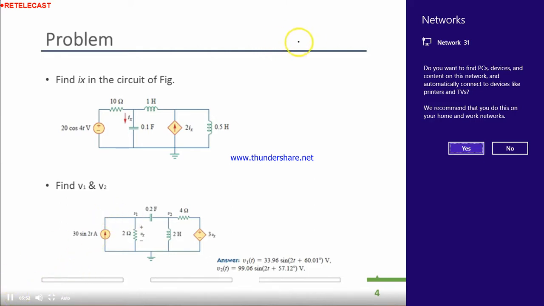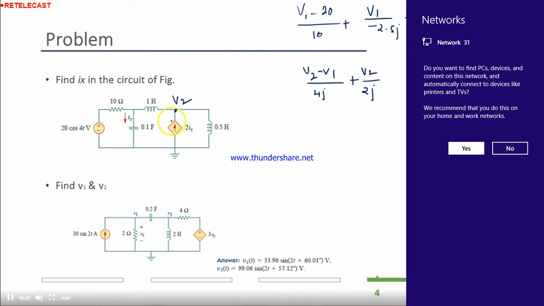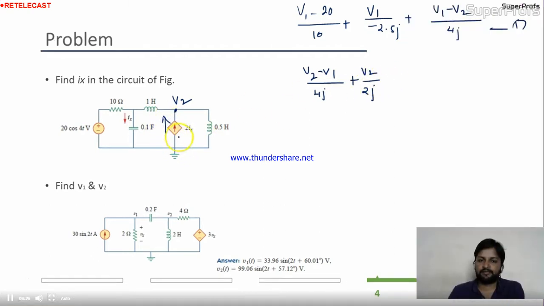Extremely sorry. I'm writing over here: (V1 minus 20)/10 plus V1/(minus 2.5j) plus (V1 minus V2)/4j. Equation 1. Now we'll take equation 2 over here. So this is (V2 minus V1)/4j plus V2/2j, and here we're having 2Ix. We're getting 2Ix, so minus 2Ix, it's incoming current, equal to 0.